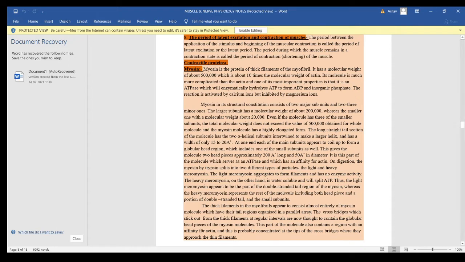Already I have told you that the myosin filaments are attached by means of the cross bridges, and these cross bridges are nothing but hook like structures which get attached to the actin filaments. The cross bridges which stick out from the thick filaments at regular intervals are now thought to contain the globular head pieces of the myosin molecules. This part of the molecule also contains a region with an affinity for actin, and this is probably concentrated at the tips of the cross bridges where they approach the thin filaments.